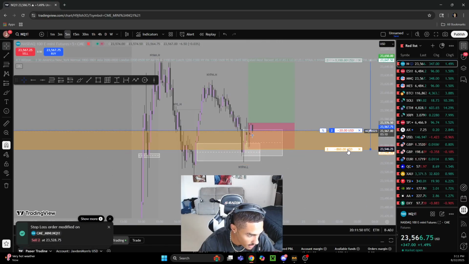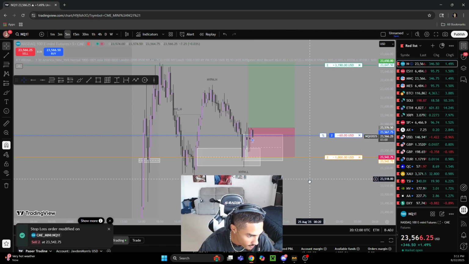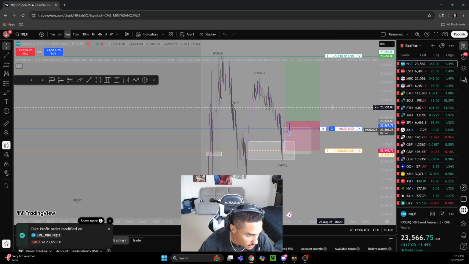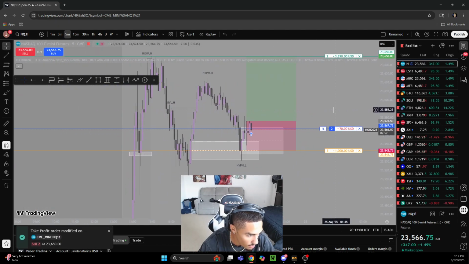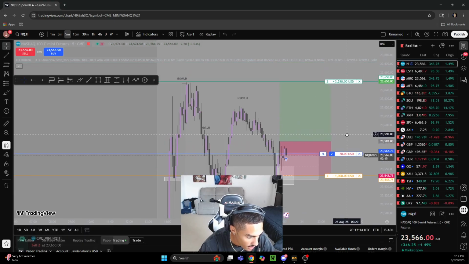This isn't like my criteria to enter, but I just want to show you guys. Just go minus 1,000 paper trade and then target the next high. So this right here would be a good trade if I got a close past this bullish candle, or this candle, this wick right here.